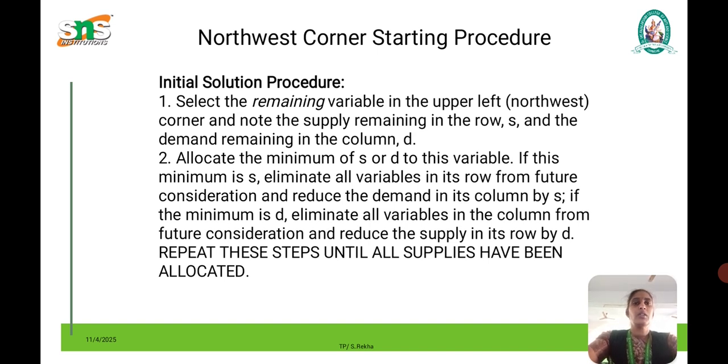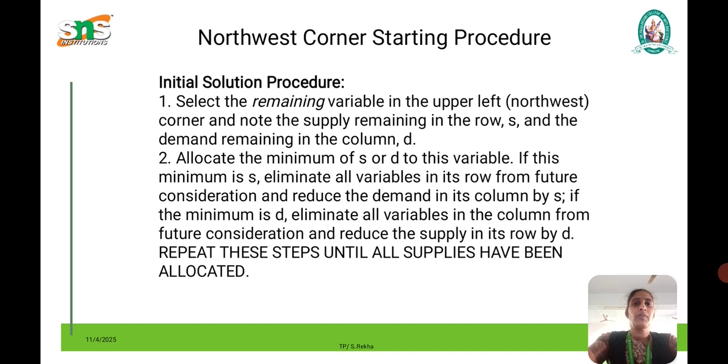What is the difference between the northwest corner, least cost method and Vogel approximation method? In the northwest corner we allocate the variables in the northwest area, that is the upper left corner cell. In that we have to check the row as well as the column supply and demand.